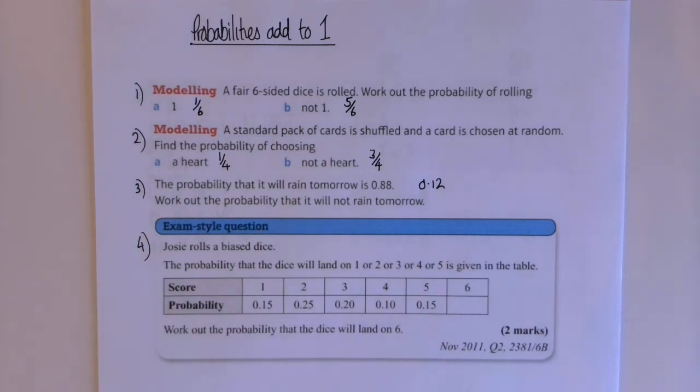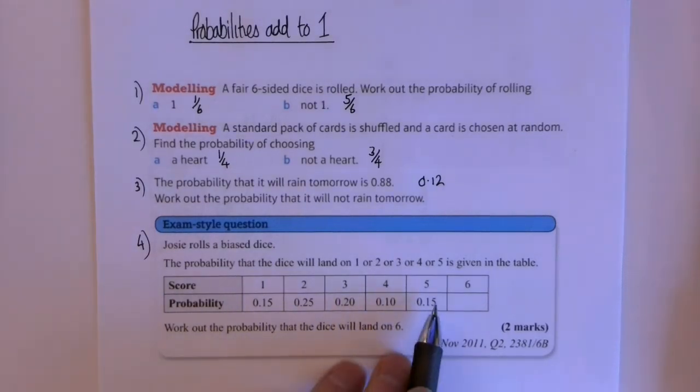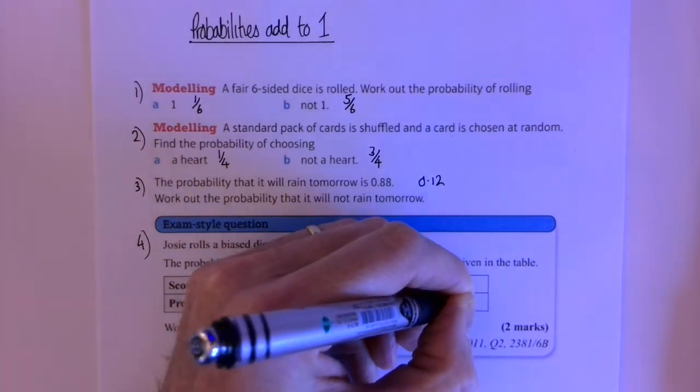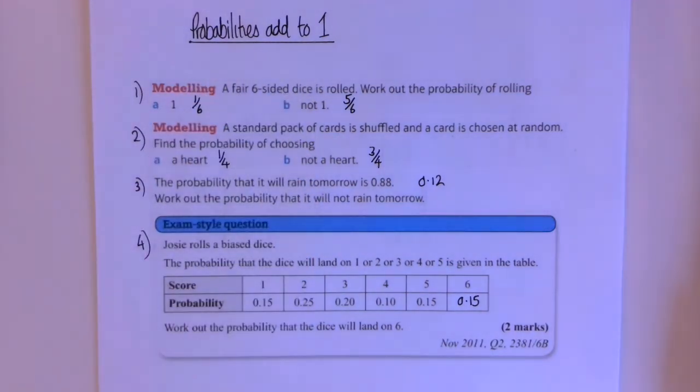So here's a slightly more involved question. We've got here a dodgy dice. So the probabilities aren't 1/6 of each number. For some reason, they are all different. So pause and tell me what the probability of getting a 6 on this dice is. If I add up all these probabilities, they come to 0.85. So this one has to be 0.15 because when you list all the possible outcomes, their probabilities will always add to 1.